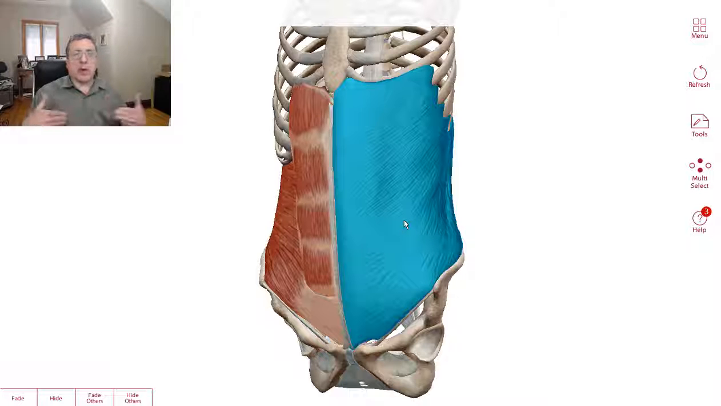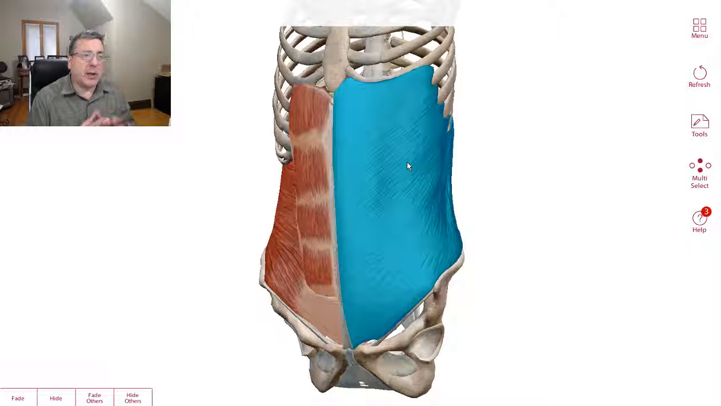If you contract bilaterally, so you're contracting the right and left side, you are flexing your vertebral column and compressing your abdominal cavity. Unilateral contraction is going to be laterally flexing the trunk and rotating your vertebral column. So you're rotating as well. Okay, so that one's this one.